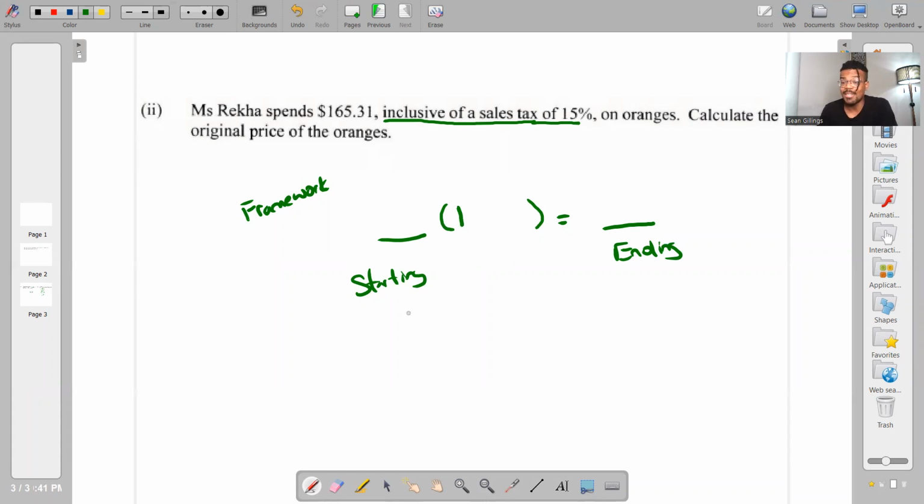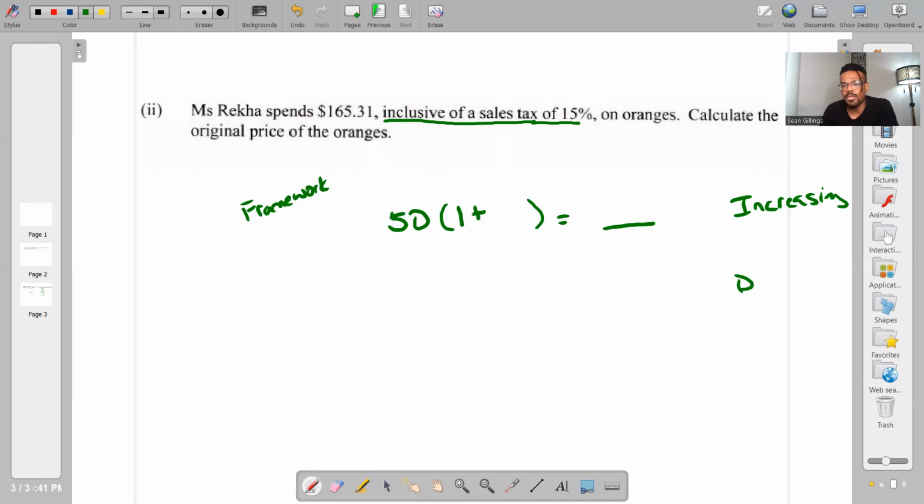Now, based on the context of the question, if, for example, the starting position is $50 and nothing happened to it, then you wouldn't even do anything to this one. It would just be one. 50 times one is just going to give you back 50, right? Now, suppose it increases, then you would have an add sign here. So this is the increasing framework.